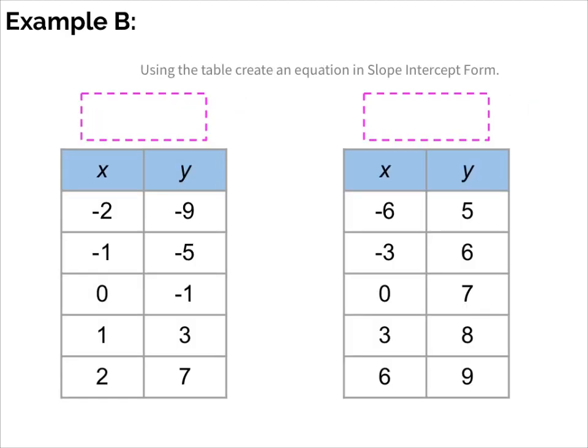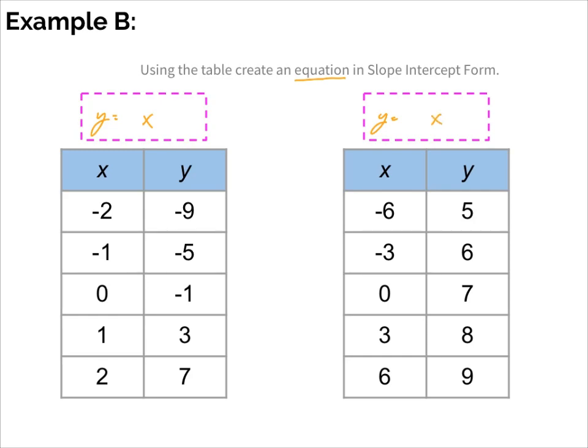So here in example B, it says using the table, create an equation in slope-intercept form. So this time we're going to make an equation given a table instead of making a graph given our equation. So we need to have a y equal statements for both of these tables. We need to figure out what our slope is going to be and what our y-intercept is going to be.